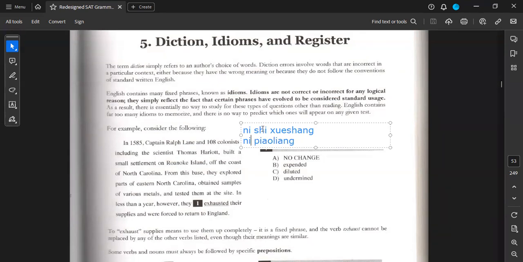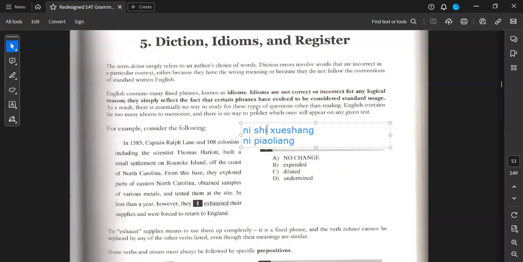But I can't say ni xuesheng. That's wrong. I can't say you student. I have to say you are a student. I have to say ni shi xuesheng. There's no particular reason, that's just the way it is.